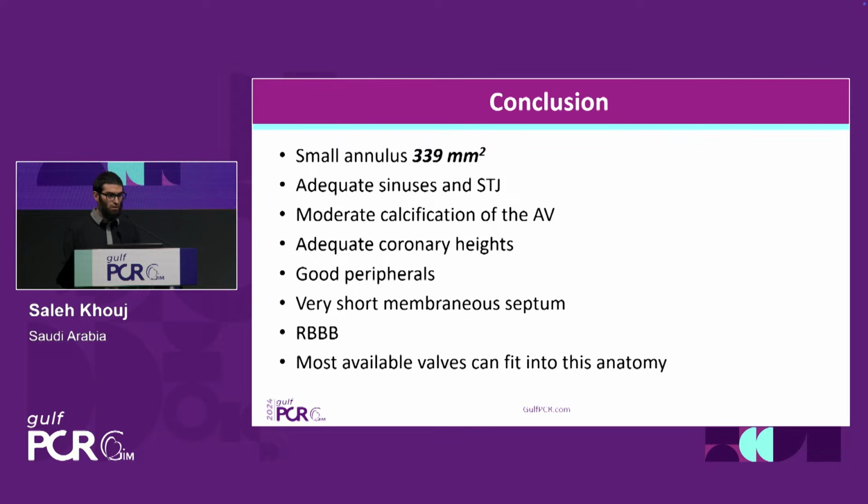So in summary: small annulus, adequate sinuses and STJ, moderate calcium with the valve, adequate coronary heights, good peripherals, and very short membranous septum with right bundle branch block. Most available valves can fit into this anatomy. We need to choose the proper depth of the valve to minimize the risk of pacemaker.